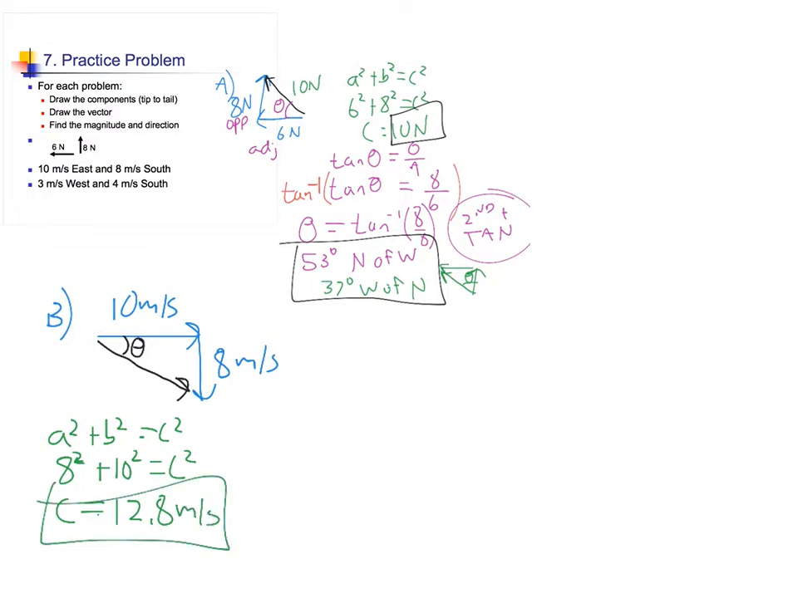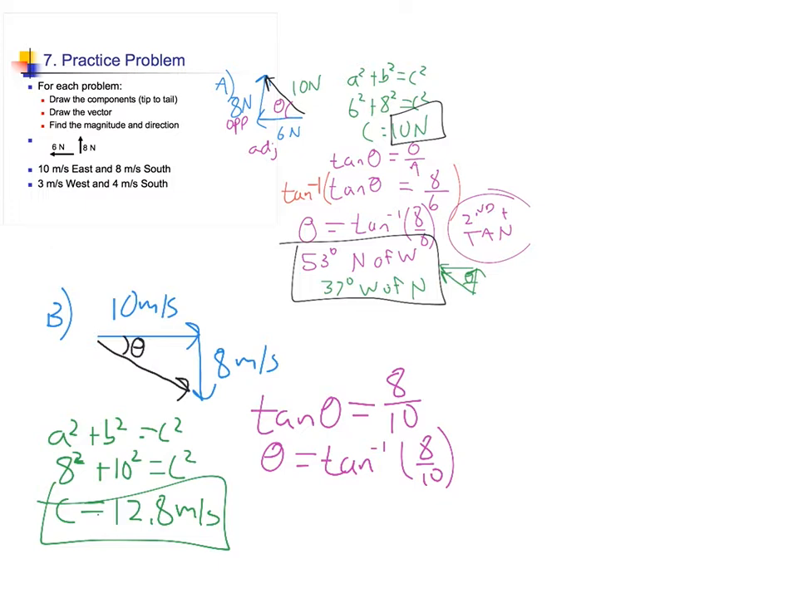For the angle now, we're going to use our inverse trig, and I'm just going to jump right to this. Tangent of that angle is going to be equal to my opposite side, which in this case is this 8 meters per second, over my adjacent side of 10 meters. So the tangent of theta is going to be 8 over 10, which means that theta is the inverse tangent, remember second tangent, of 8 over 10.